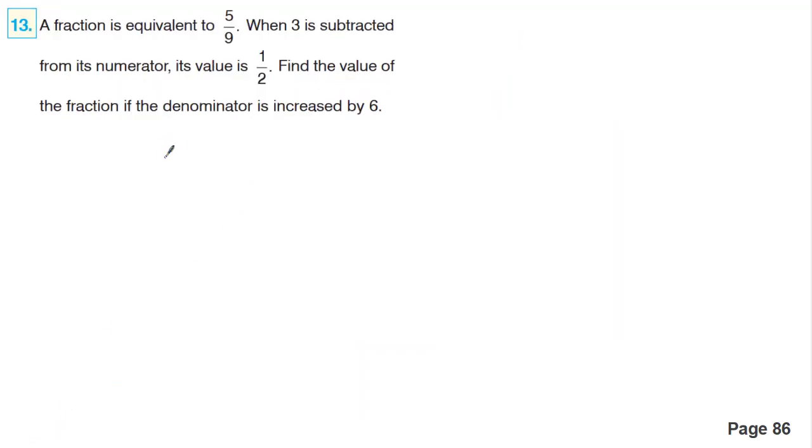A fraction is equivalent to 5/9. What does that mean? Let's say the fraction has numerator a and denominator b. That means a over b should be 5/9.